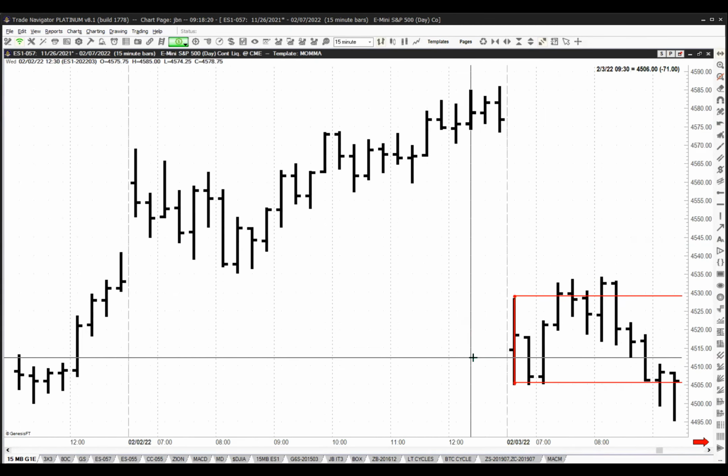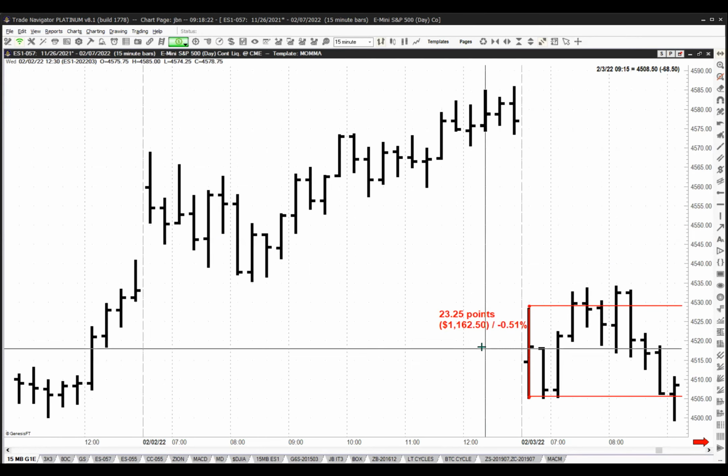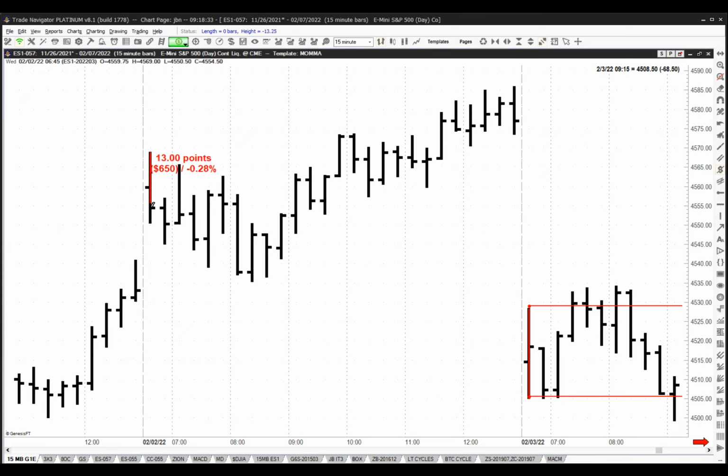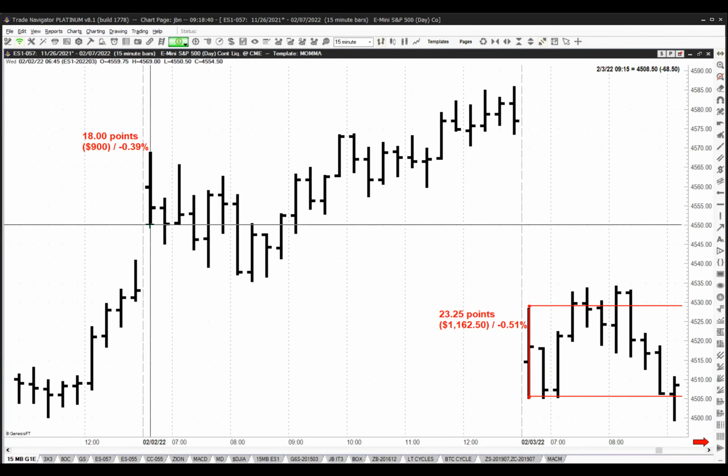Again, the same procedure. Let's look. First 15 minutes, like so. And this is so easy, even a computer can do it. So let's measure. Like so, $900, acceptable. The low of this bar was 4550.50. The close here is 4550.25. Trigger. Let's put the lines in.